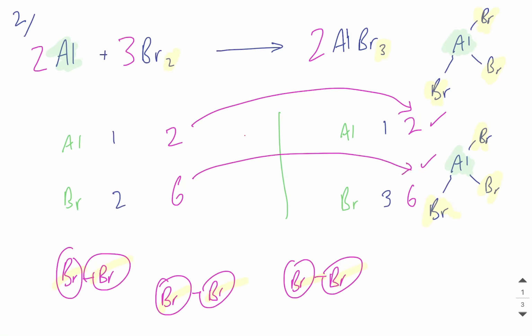So our answer, what we're actually adding in, is the big 2 here in front of aluminium bromide, the big 3 here in front of bromine, and the big 2 here in front of aluminium. I realise that's a lot of information. You probably want to go through this a couple of times and have a go yourself. But I hope that helps a little.